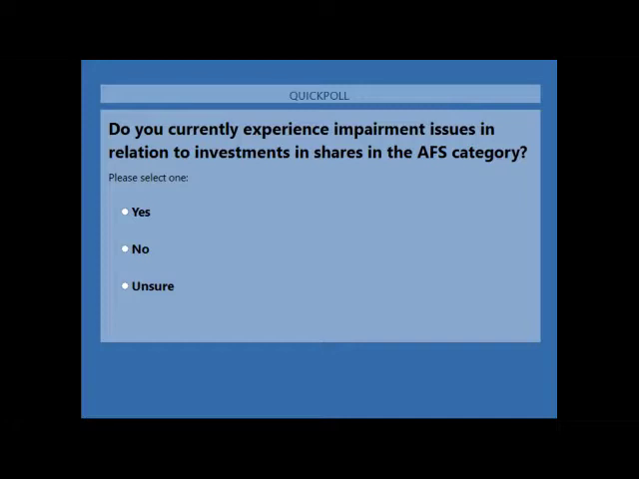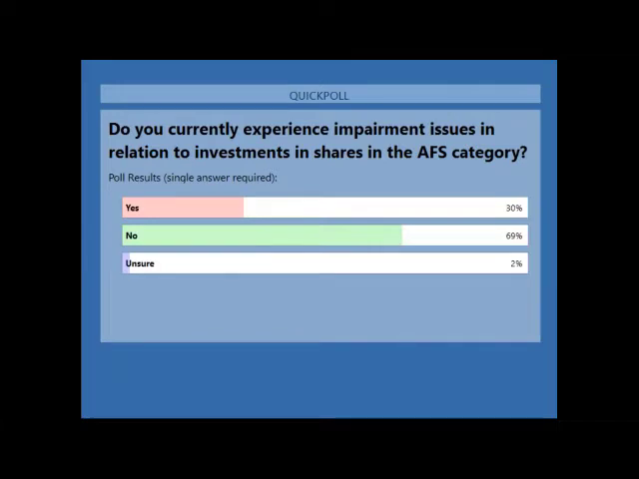So let's close the poll and let's see the results. So at this stage, 30% of our attendees say yes, we currently struggle with impairment or potential impairment of available for sale financial assets. And then 69% are in the lucky position, they don't, which is good, and 2% unsure.